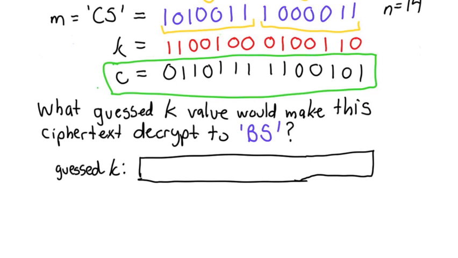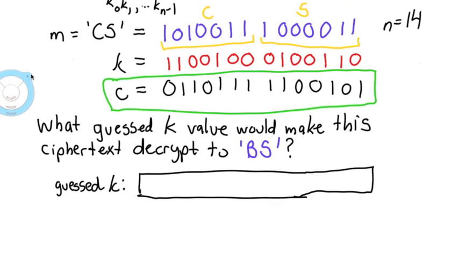The way to produce the message BS from this ciphertext, well, we just need to change the first letter to be one below where C was. So that means we want to change this bit to be a 0 instead of a 1 in the output. That means we need to flip one bit in the key. So we'll need to change this key bit to be a 1 instead of a 0. Everything else will be the same. This will change the output letter by 1.